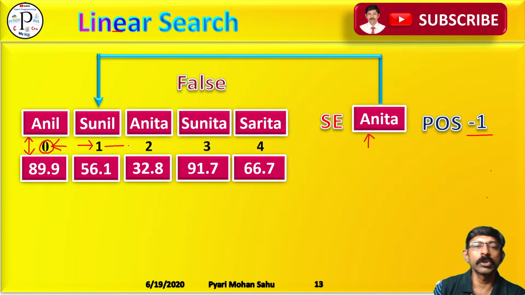Again, I will increase the index position counter by 1. It becomes 2. So that's why the user-entered name is compared with the second index position name, which is true because both are the same. Here it is Anita, here it is also Anita.